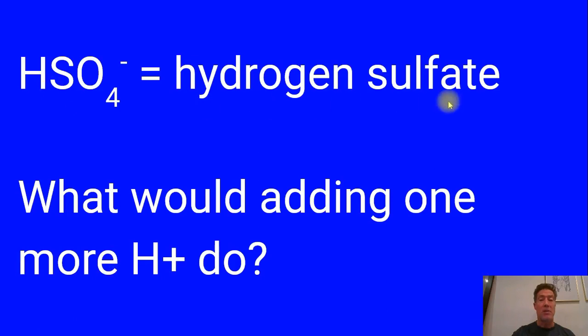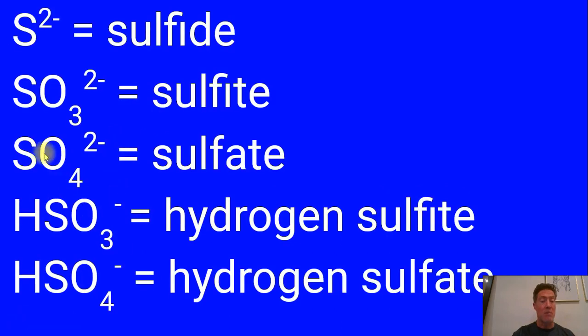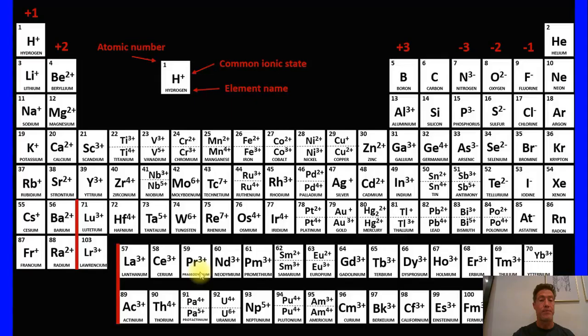So here is hydrogen sulfate. What would happen if we added 1 more hydrogen to this? Then it would become H2SO4, and that would become an acid, and we would call that sulfuric acid. So just imagine, we start from here, we add an H, and then we add another H. And that takes me from sulfate to hydrogen sulfate to sulfuric acid.